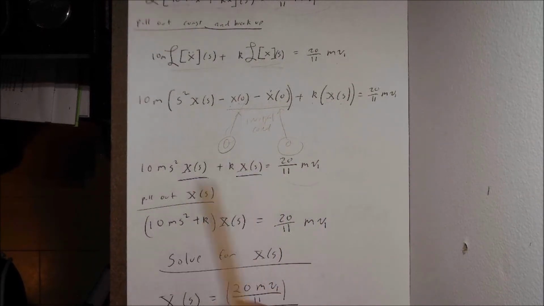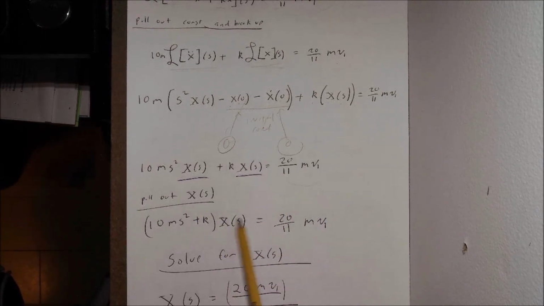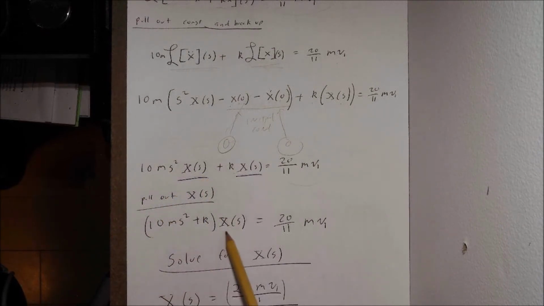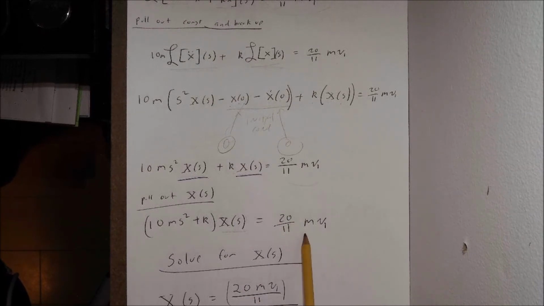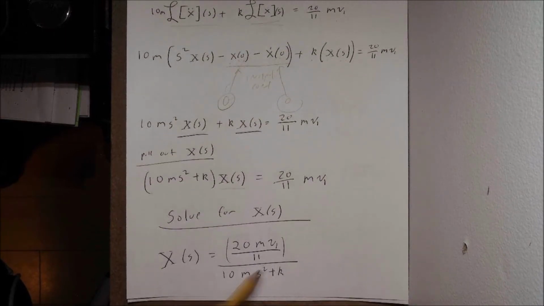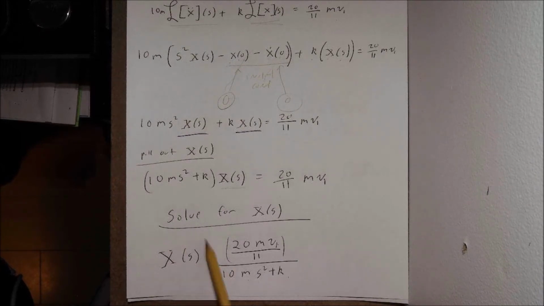Well, we can pull out this X of s, capital X of s, and plug this in on the right over here. So now we can say 10ms squared plus k times this capital X of s is equal to the right-hand side of the equation, 20 over 11 times mv1, where now we can go through and solve for this capital X of s. So we do that there. X of s is equal to 20 mv1 over 11 divided by 10m s squared plus k. So now we have an expression here for capital X of s.